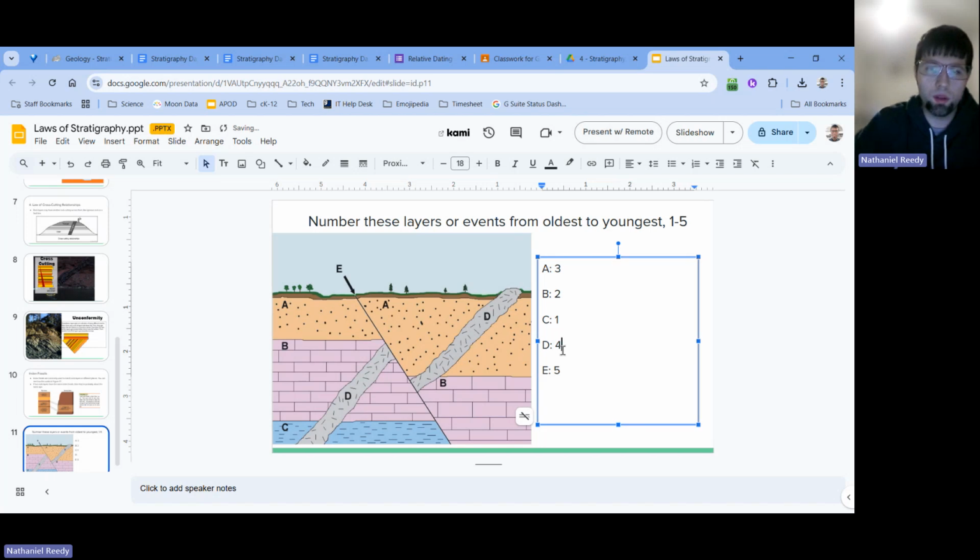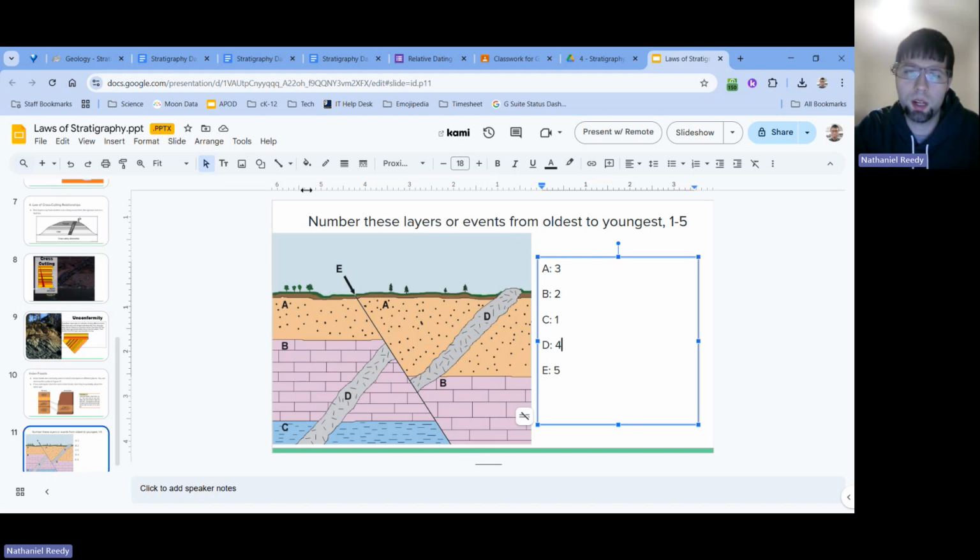Well, D happened fourth because we can see that it cuts through C, B, and A, but also E moved it. So D used to be connected until that fault line E happened. Everything kind of shifted down, like there might have been some big earthquake or a series of earthquakes that caused the whole rock layer to shift diagonally down.